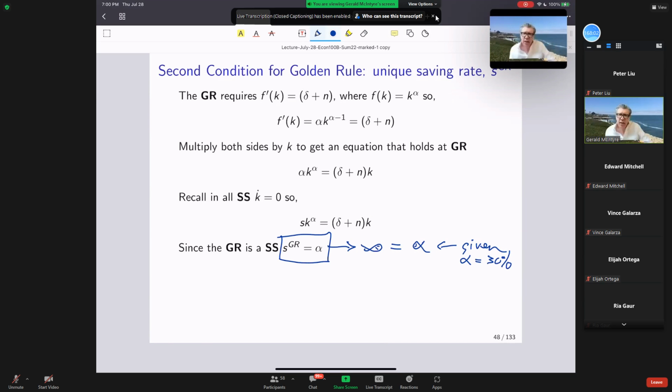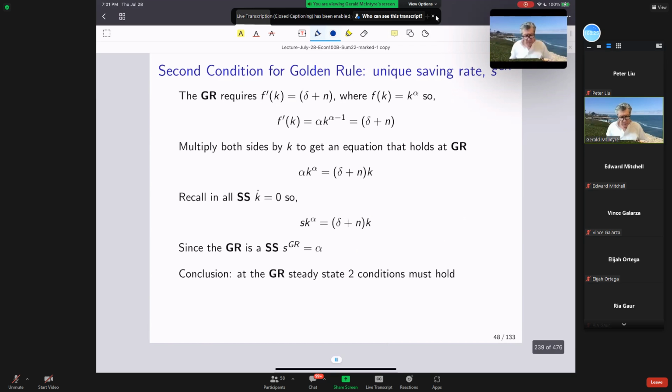Unfortunately, in the United States, we know the savings rate, I mentioned this earlier, the US savings rate is 20%. So it's not the case in the US that the savings rate is equal to the capital share, and that means we're not at the golden rule. We're not maximizing consumption per worker. But in any case, the conclusion is we have two steady state conditions for the golden rule.